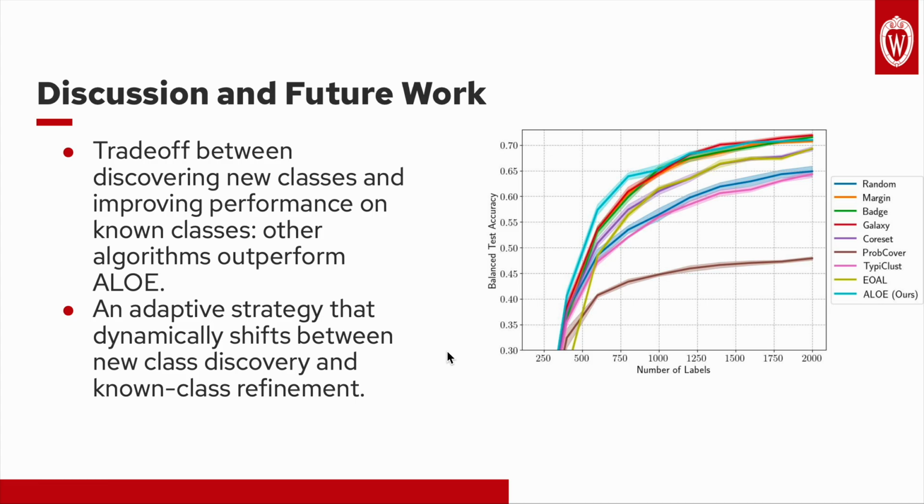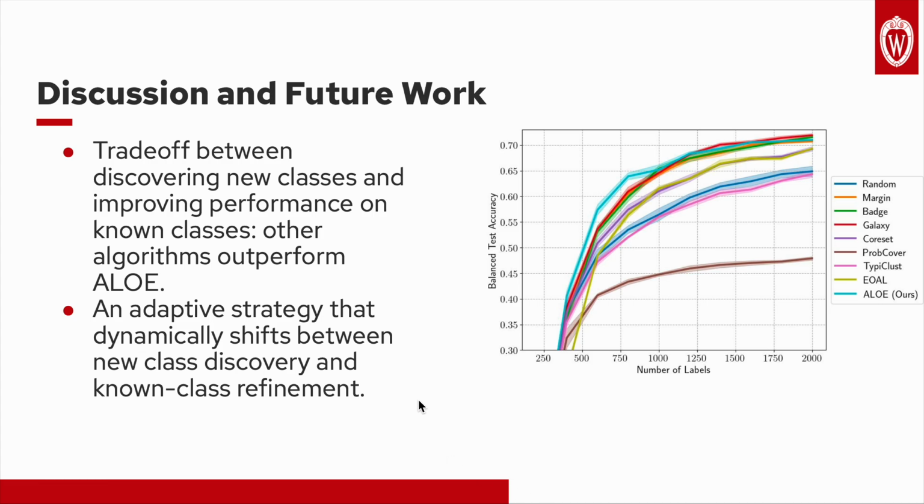An interesting observation is that while ALLOY excels at rapidly discovering new classes, there is a trade-off. When most classes have been discovered, some baselines might catch up or even slightly outperform ALLOY on known classes. This indicates that while discovering new classes is critical, there is also a need to ensure robust learning of the known classes, a challenge that remains open for future work.